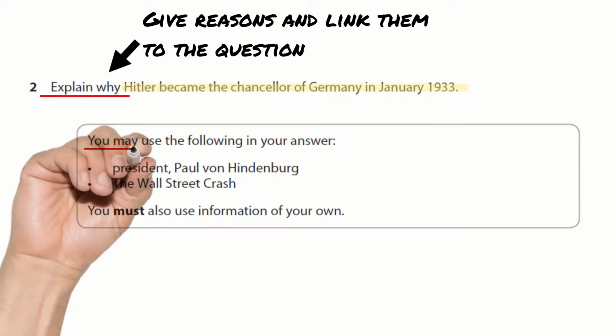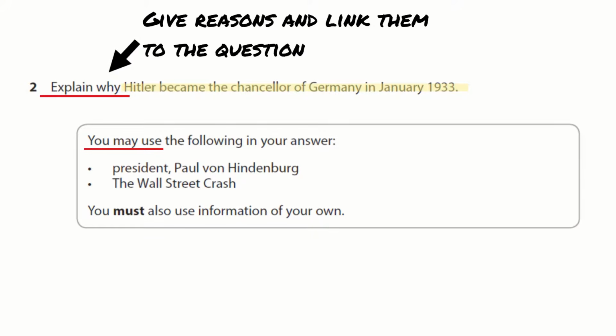The second thing you should note is the bit in the grey box. It says you may use the following in your answer. So this is saying you can use them, but you don't have to. I see lots of answers where the student hasn't got a clue what the bullet point is about, and then they ramble on for a paragraph, which gains them no marks. If you don't know what the bullet point is referring to, then don't include it in your answer.